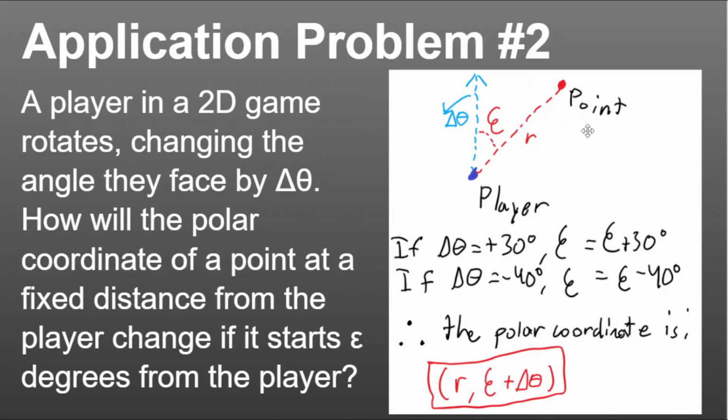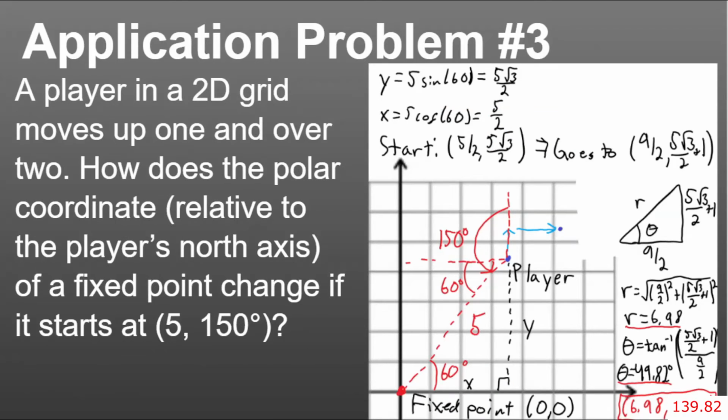The point never changes location, but the angle will because the player is rotating, and since it's relative to the player, the point changes. So the third application problem is, a player in a 2D grid moves up 1 and over 2. How does the polar coordinate relative to the player's north axis of a fixed point change if it starts at 5 and 150 degrees? So here I've drawn this out.